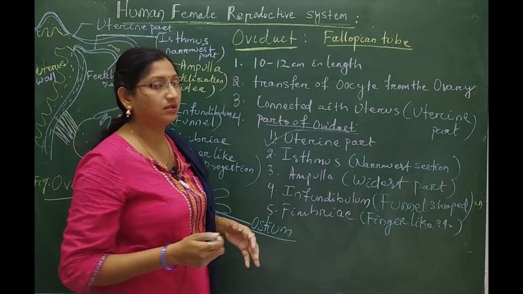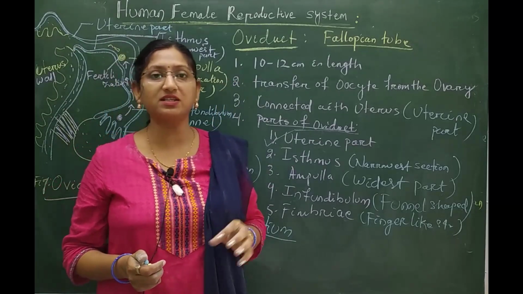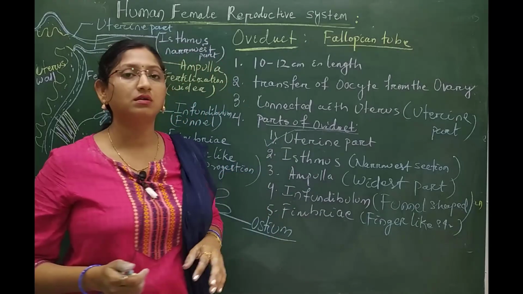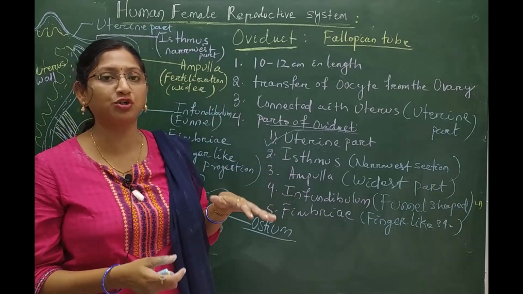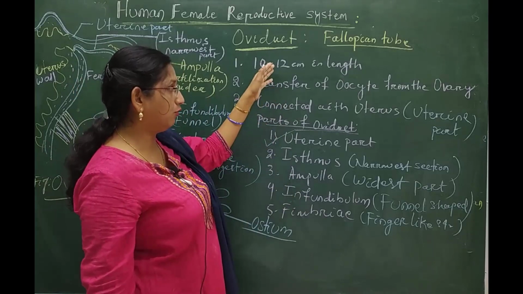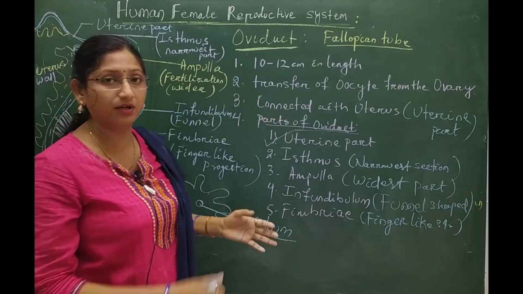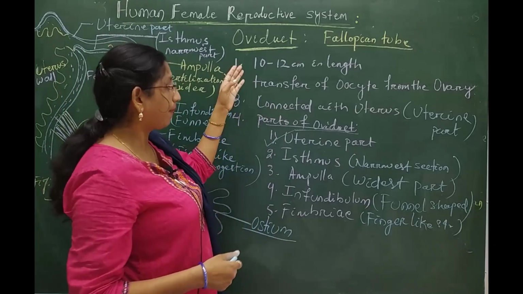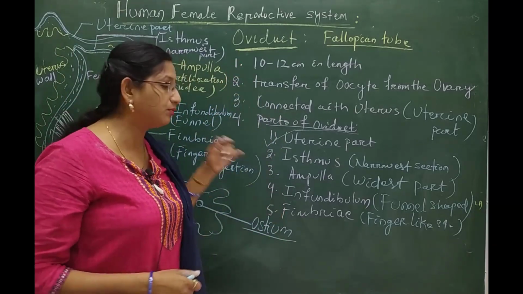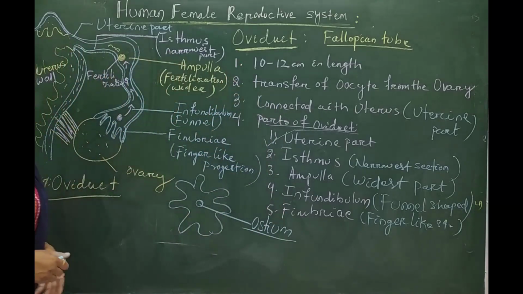You have to write a minimum of 5 to 6 points of this structural elaboration of the oviduct: how much its length is, what is the real position of this oviduct, and what are the different parts of the oviduct. Now come to the function of the oviduct.